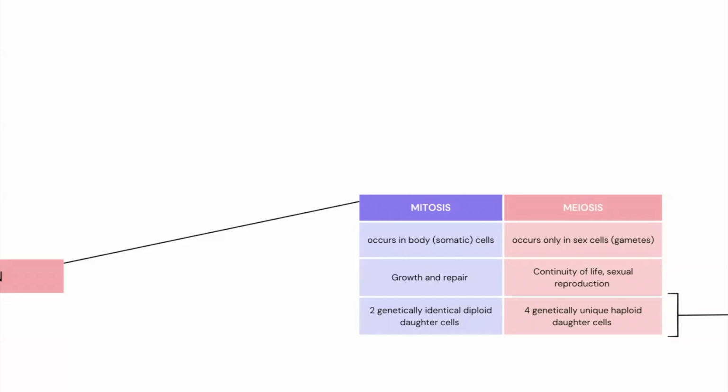When we look at meiosis, that's like meiosis. It occurs only in the sex cells or the gametes. It's important for the continuity of life, sexual reproduction, and this one we're going to yield four genetically unique haploid daughter cells. Four genetically unique haploid daughter cells. I just like to remember these because you can answer any comparison question and just secure any marks that you can by putting all that information into one dot point.